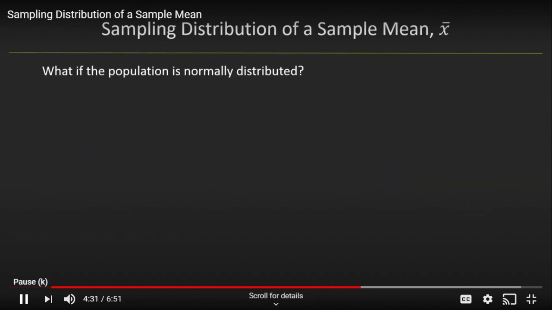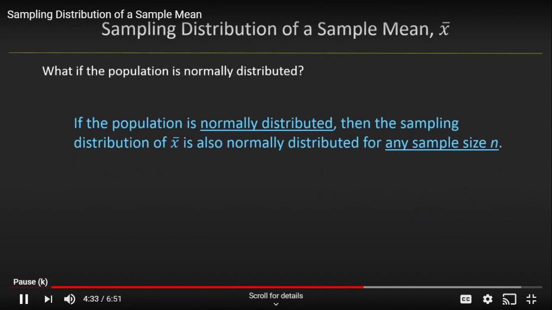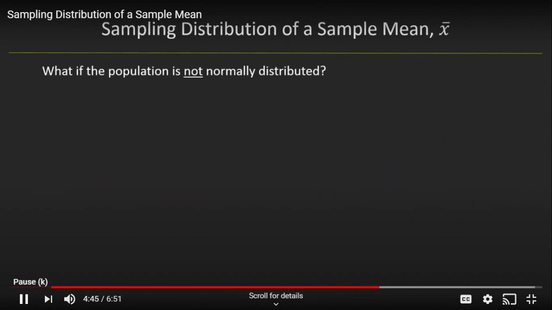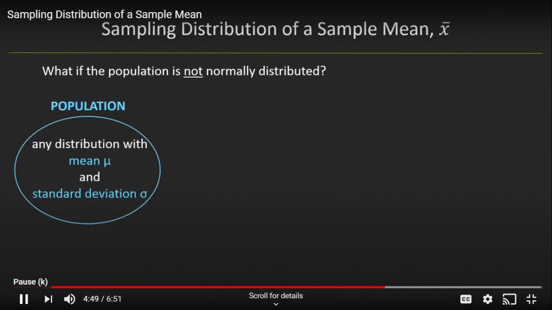So to summarize, if the population is normally distributed, then the sampling distribution of x bar is also normally distributed for any sample size n. Now, what if the population is not normally distributed? This time, the population has any distribution, with mean mu and standard deviation sigma. This distribution could be skewed or bimodal or any other erratic shape.